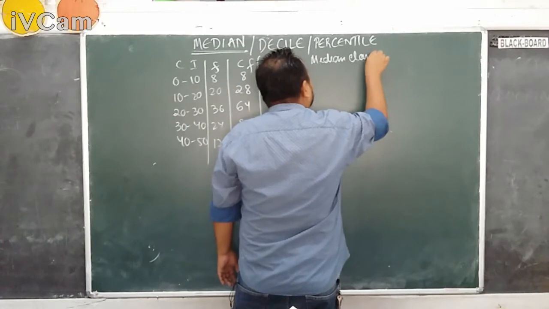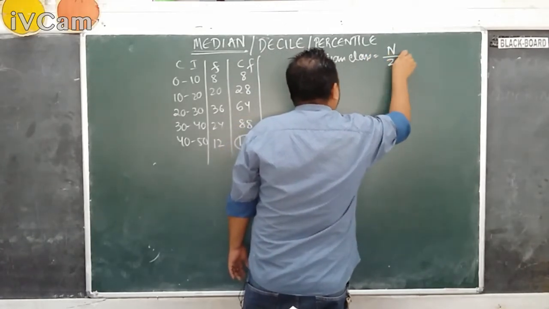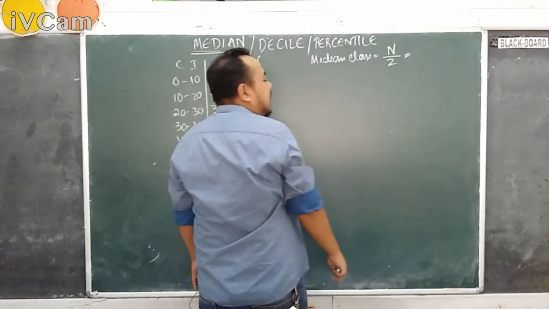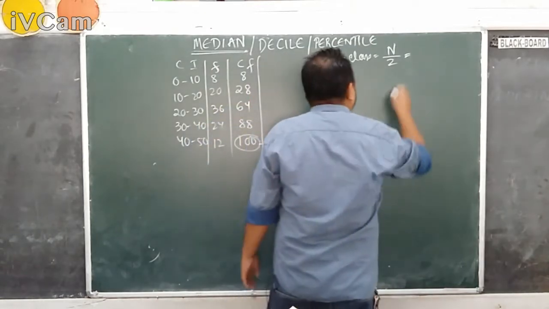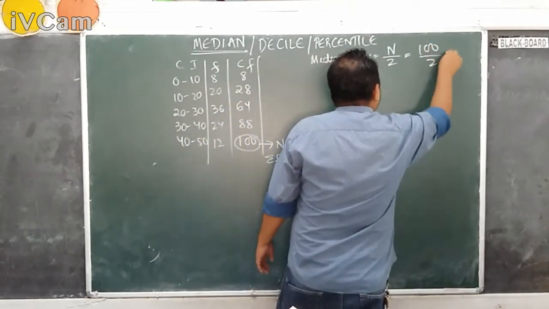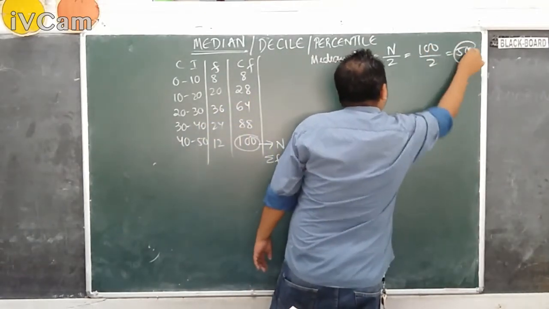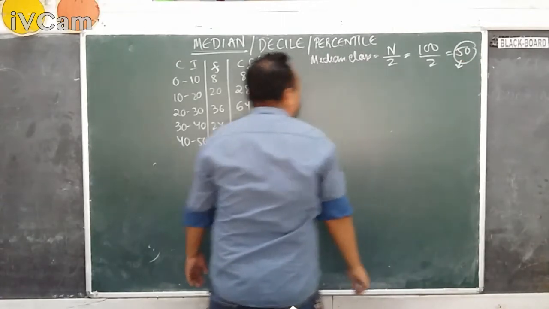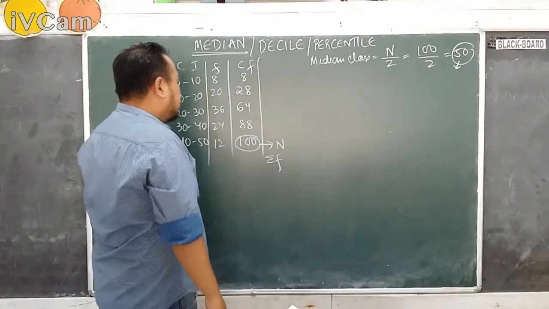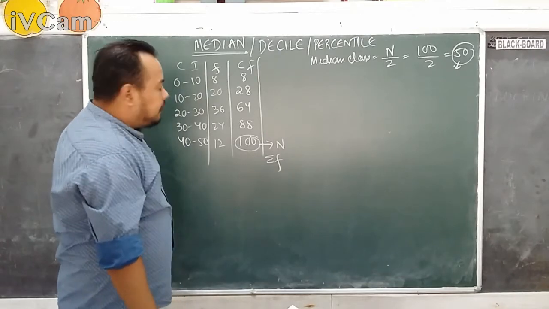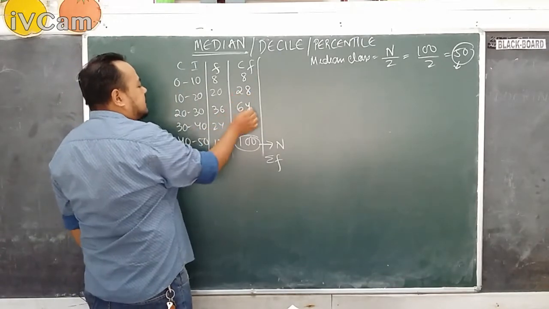So the median class is going to be N by 2. So what is N? N is 100, so 100 by 2 equals 50. Now locate 50 in the column containing the cumulative frequency. So where does 50 lie? 50 lies between 28 and 64.